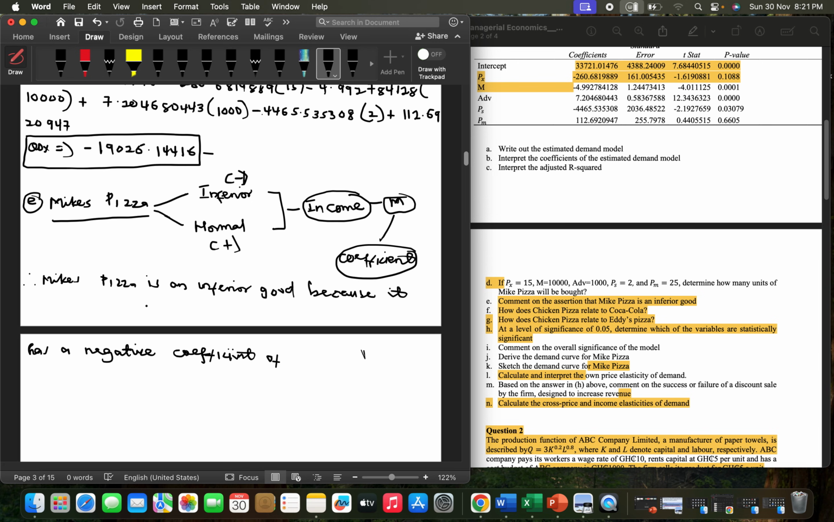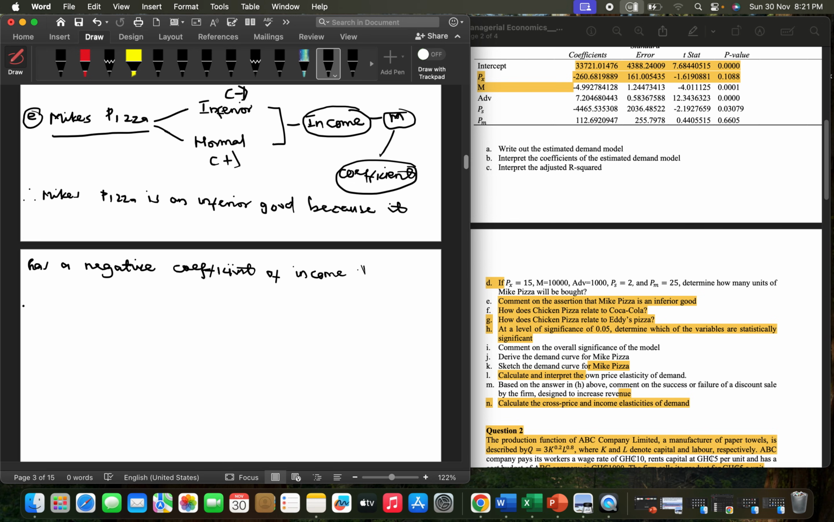Okay, so Mike's Pizza is an inferior good because it has a negative coefficient of what? Income. So that's all for the E part of the question. So the F part of the question. With the F part, how does chicken pizza relate to Coca-Cola? So the app they gave chicken pizza, and what? Coca-Cola.